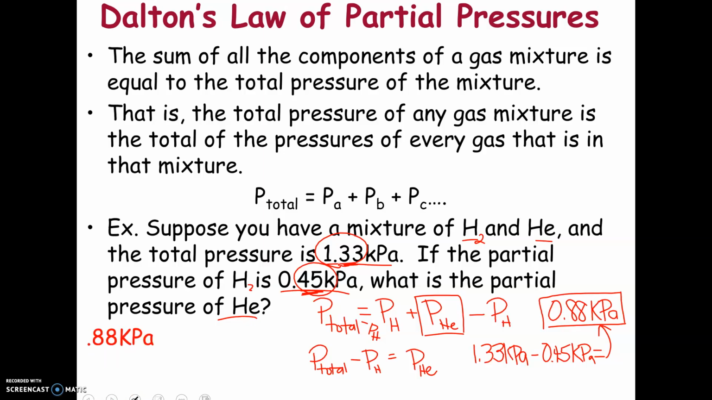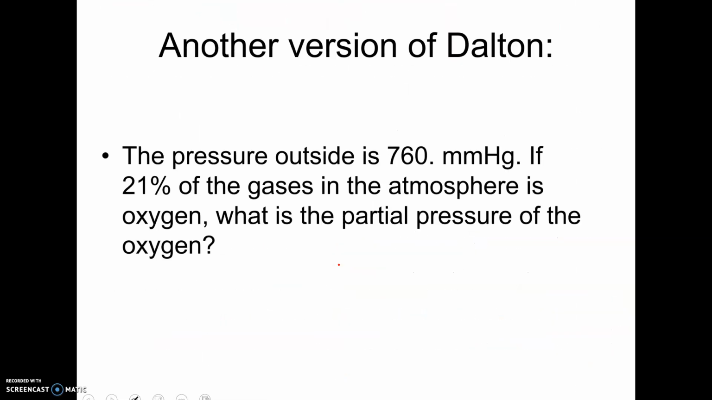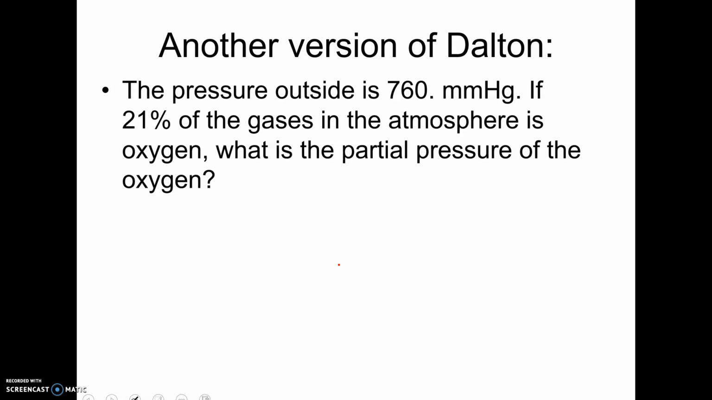Now, there is another type that you could see of Dalton's law of partial pressures, and that's this type. So if the pressure outside is 760 millimeters of mercury and 21% of the gas in the atmosphere is oxygen, what is the partial pressure of the oxygen? And so in a problem like this, again, the percentage of the total, basically, if it's this percent oxygen, then this percent of the pressure is coming from oxygen.